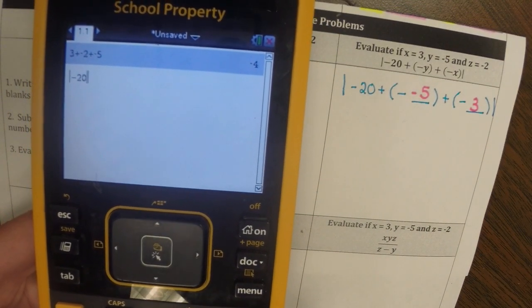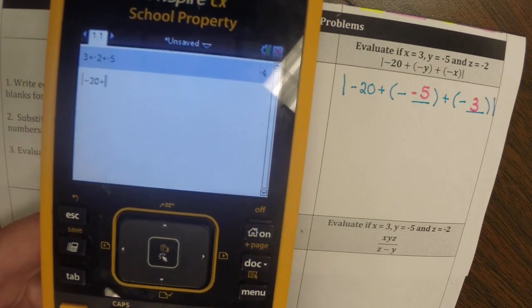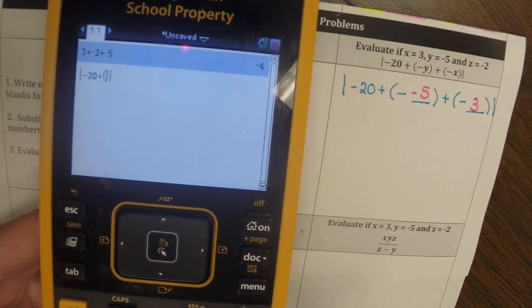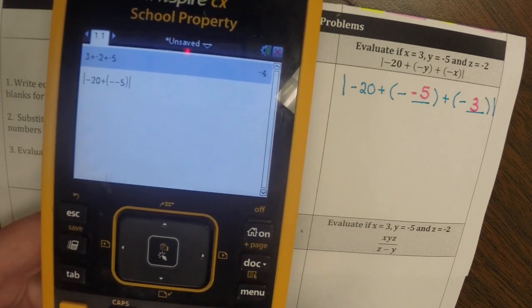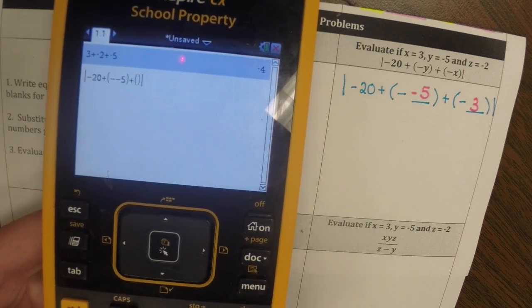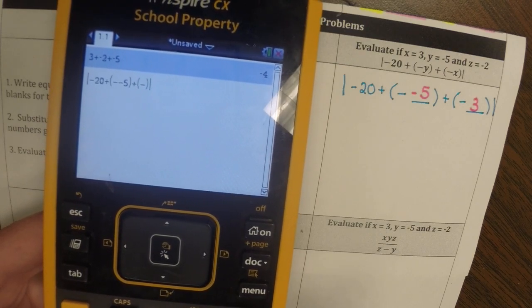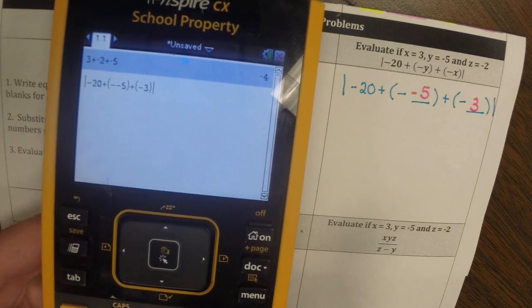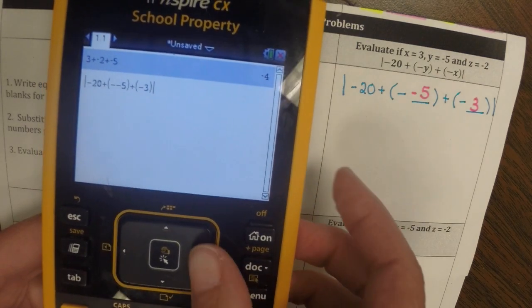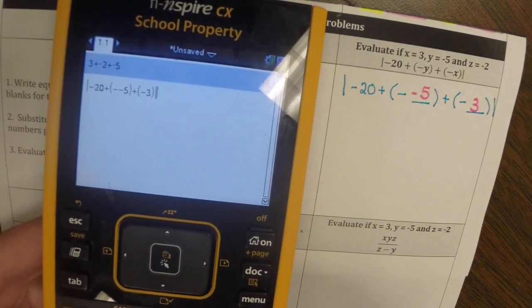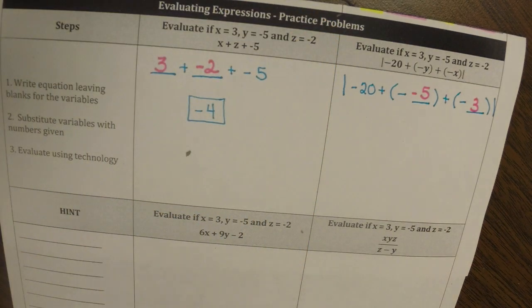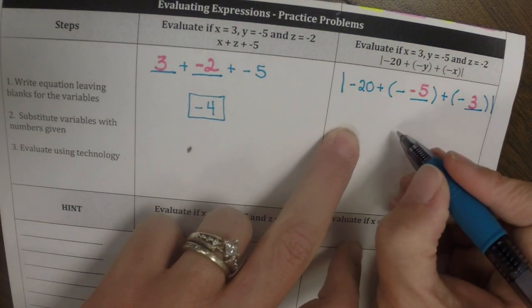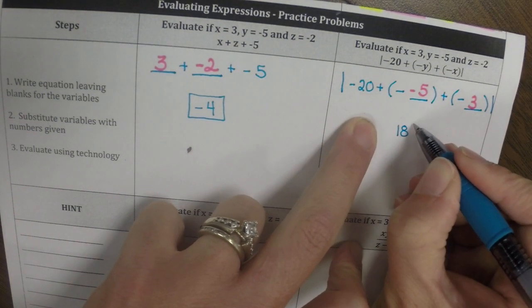Again, I'm going to use a minus, so -20 plus parenthesis, -5, close parenthesis, plus open parenthesis, -3, close parenthesis, and then my absolute value is still there, so I'm going to slide out of it and press enter, and it tells me the answer is 18. So we could go ahead and say that the answer here, if we evaluate that expression, is 18.